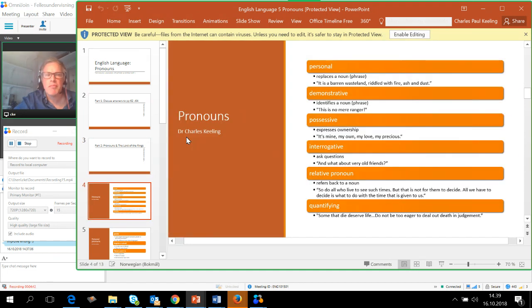So I've been mentioning pronouns all through the text, haven't I? I could probably highlight some of these bits and have a look at some of the examples we'll be going through. So as you can see, here are 6 basic kinds of pronouns. We've got a personal pronoun here. That's got to be Boromir, isn't it? So Sheffield, where I come from, so it'll have to be. It's a barren wasteland riddled with fire, ash, and dust. It's Boromir from the Lord of the Rings talking about Mordor.